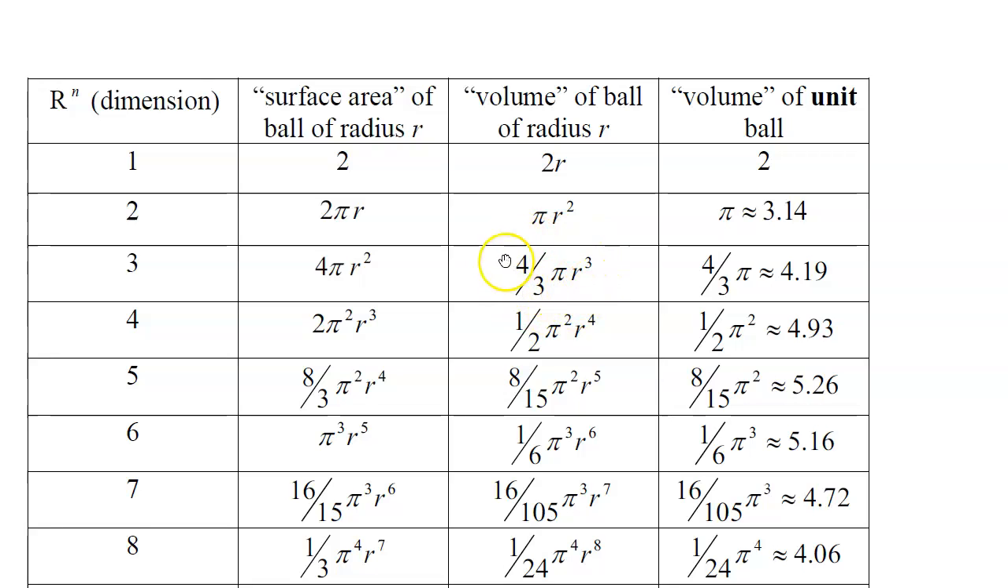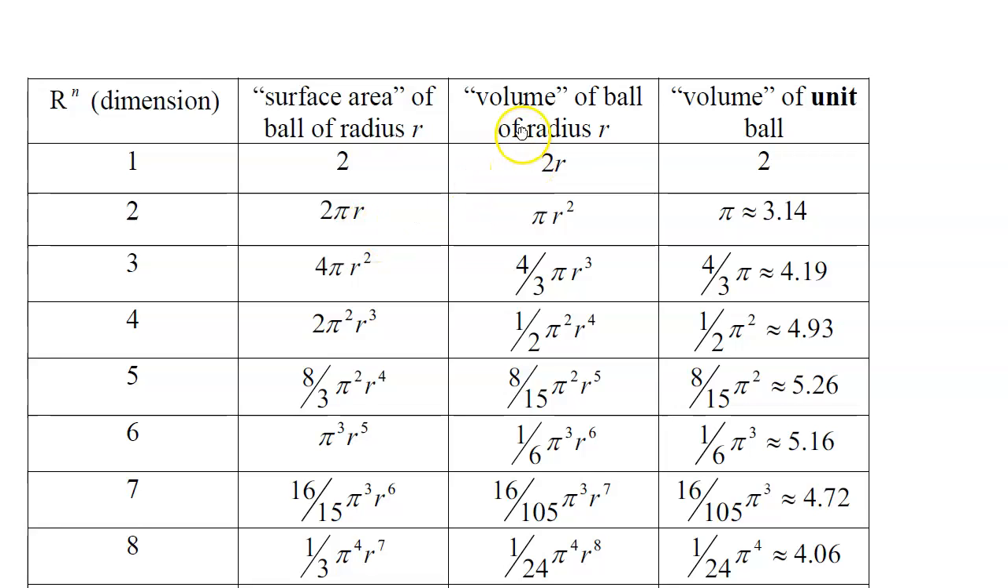Notice that the derivative of the formula for the volume of a ball in a certain dimension, say dimension 3 here, the derivative with respect to r gives you the surface area formula. So the derivative of 4/3 pi r cubed with respect to r gives you 4 pi r squared. And also in dimension 2, the derivative of pi r squared is just 2 pi r. So why is that the case?